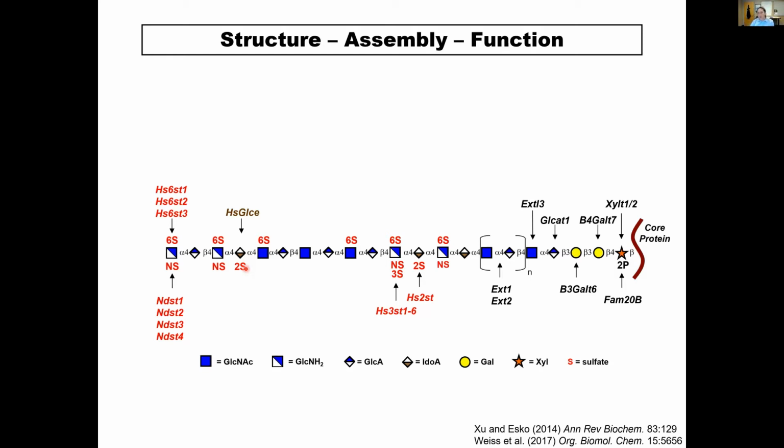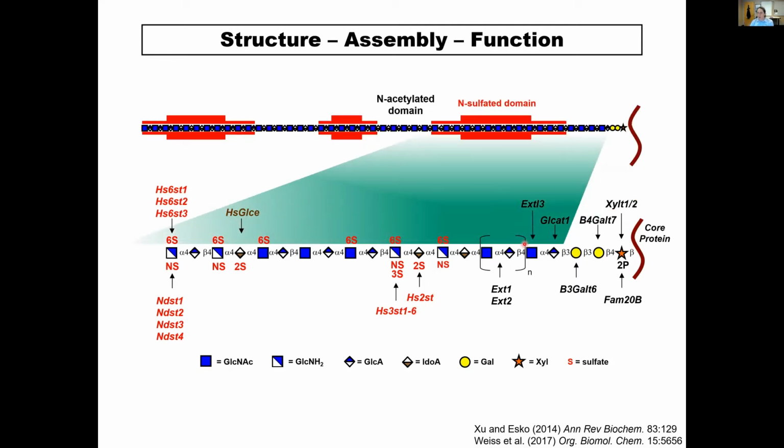So, once we get sulfation of heparan sulfate, if we kind of zoom out on the whole chain, this is what heparan sulfate actually looks like: we have these sulfated domains, and then we have non-sulfated or very lightly sulfated domains, known as acetylated domains. And these sulfated domains are very important for binding different growth factors and other ligands on the cell surface.